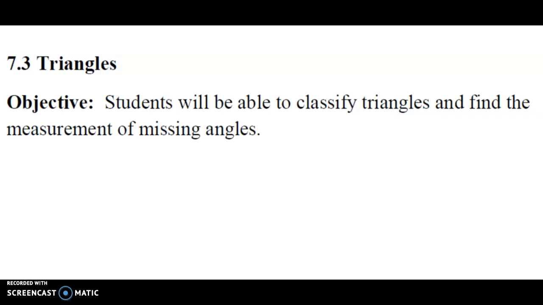Okay, hello everybody. Today we are going to do lesson 7.3, triangles, and by the end of today's lesson you are going to be able to classify triangles. The second half of my objective we'll cover tomorrow, which is finding the measurement of missing angles.